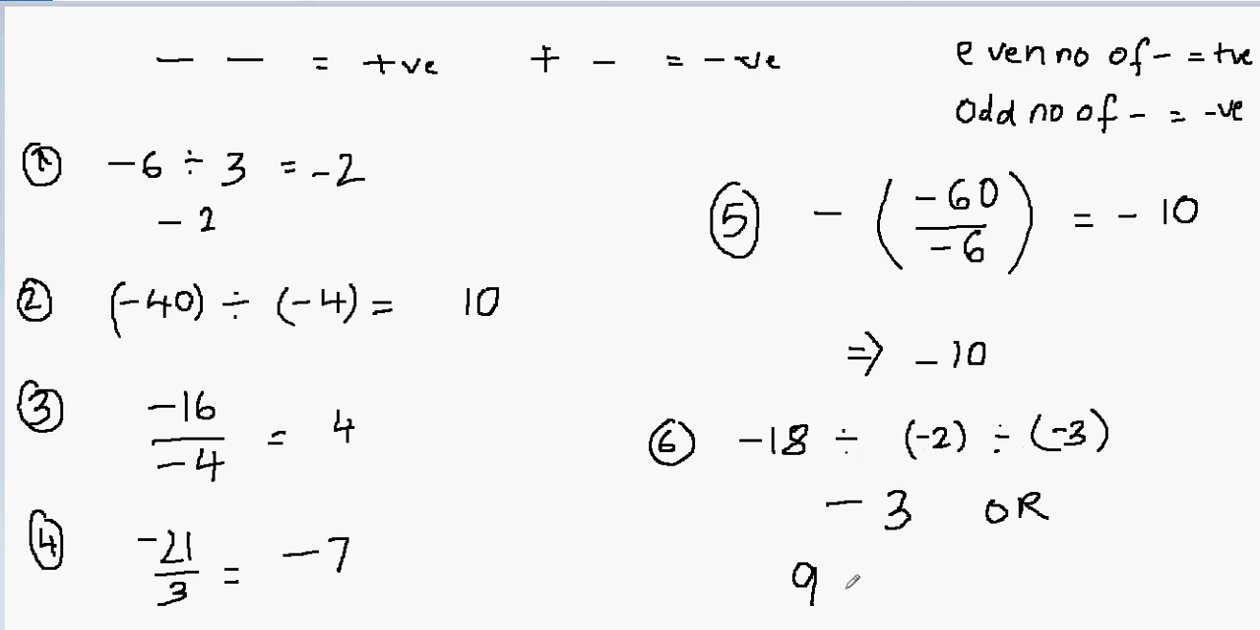This is divided by negative 3. I have to divide this now. 9 divided by negative 3. Now, when you divide a positive number by a negative number, when you have two numbers with opposite signs, your answer will be negative. So I know for sure that my answer will be negative. Now 9 divided by 3 will be 3. So my final answer will be negative 3.